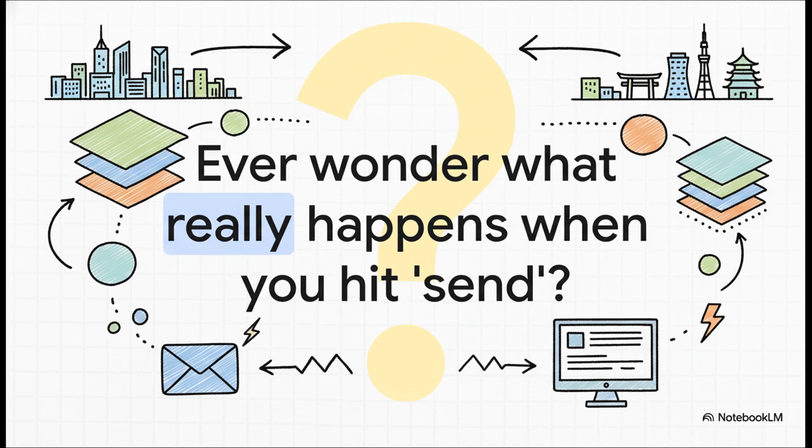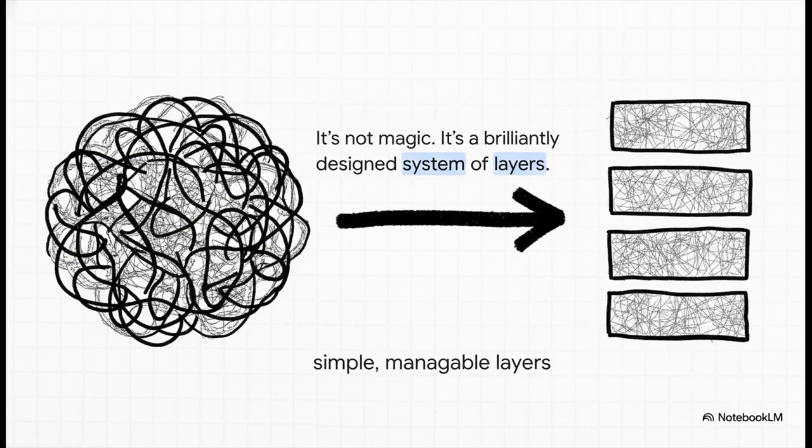How is that even possible? It feels like straight-up magic. But what we're going to see is that it's something way more impressive. A brilliantly designed system. So, the secret sauce to the internet's insane speed and reliability isn't some single genius invention. Nope, it's actually a brilliant idea about organization.